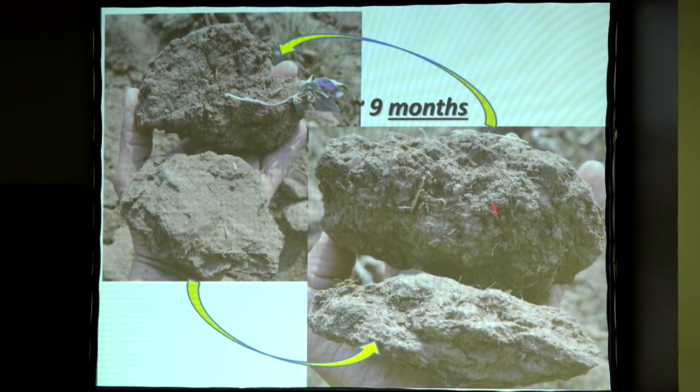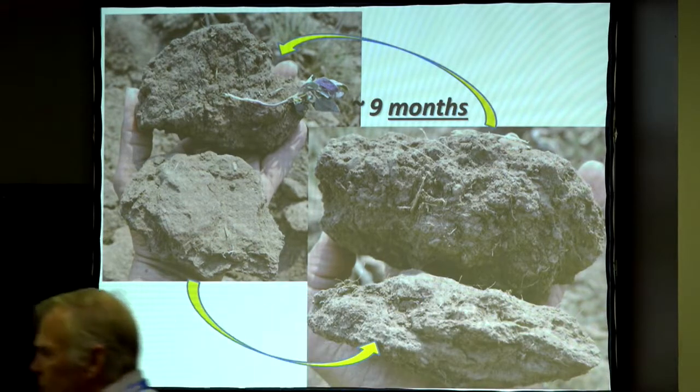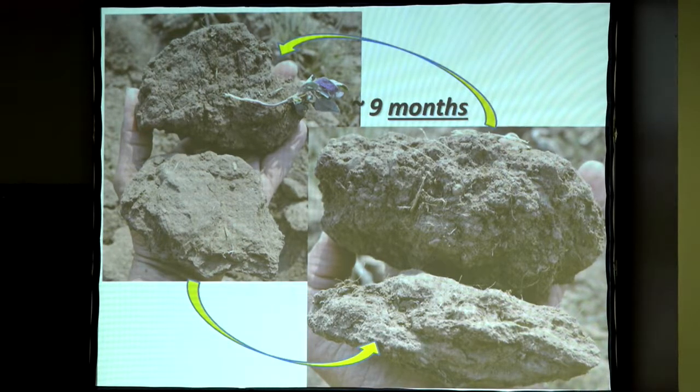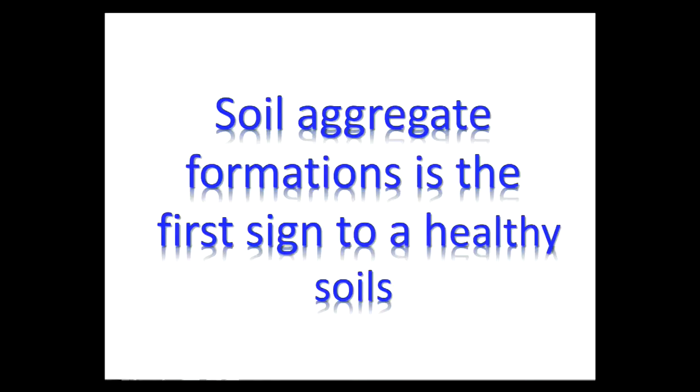Here we can see the same one. Here is the top of the one that has a cocktail mix, and you can see inside here all of these aggregates formed compared with the one that doesn't have, that different roots growing in the soil in there. Soil aggregate formation is the first sign of a healthy soil. So that's what I mean and know about this.